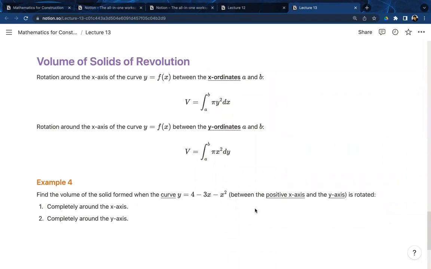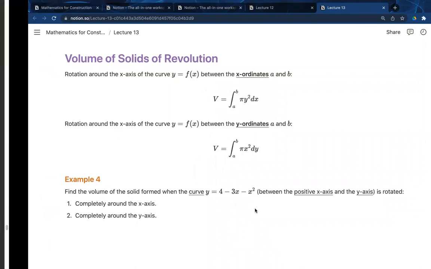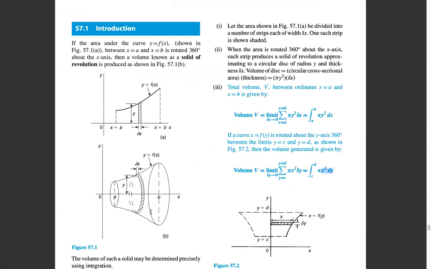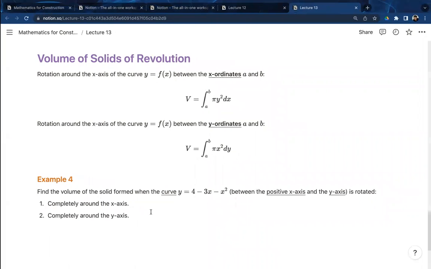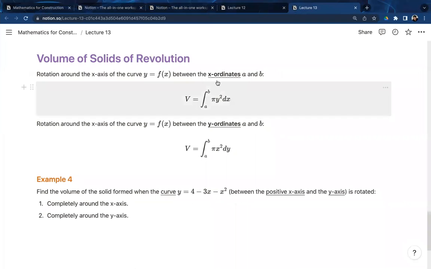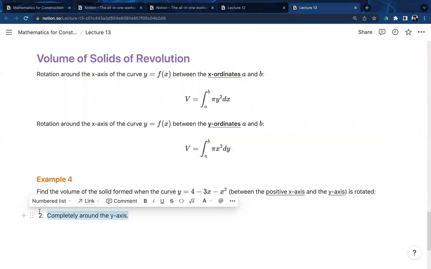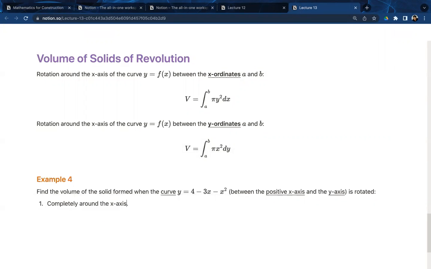So here now, volumes of revolution. If you rotate it about the x-axis, you get a solid object. It is pi y squared dx, and integrate between the ordinates a and b. If you have y ordinates a and b, then you integrate pi x squared with respect to y. And if it's x squared, you have to change the subject of the formula, the original function, to integrate with respect to y. So for this question here, we'll just do it about the x-axis, it's difficult to do about the y-axis, right?